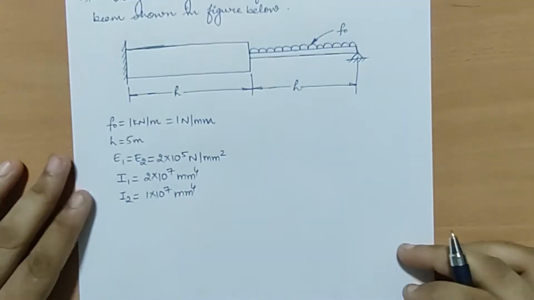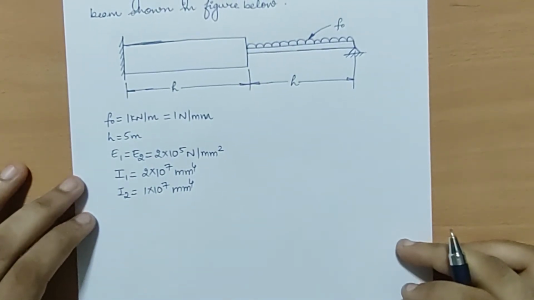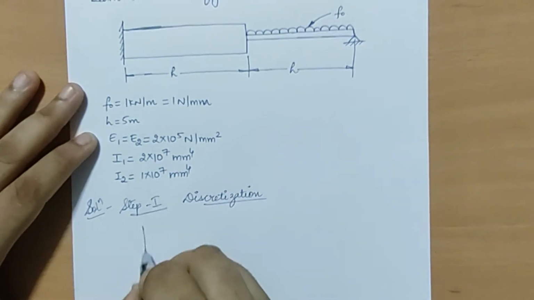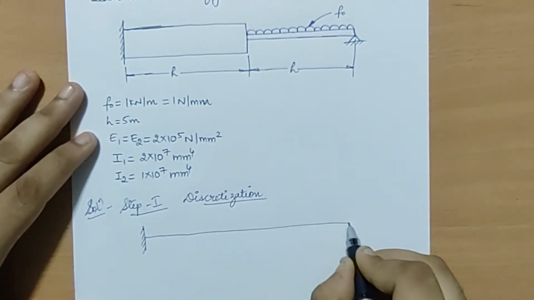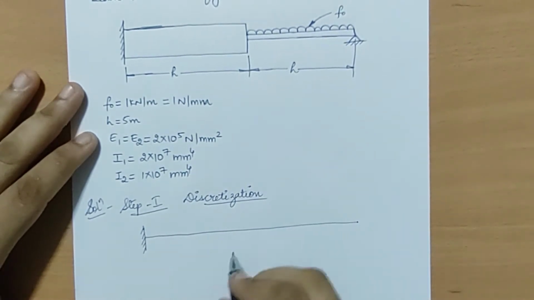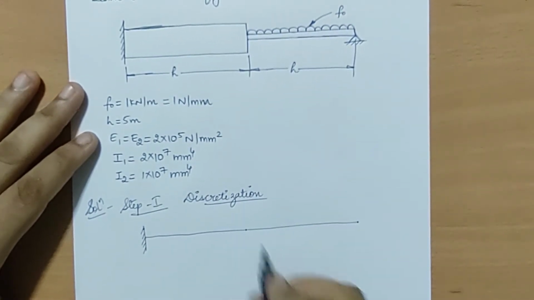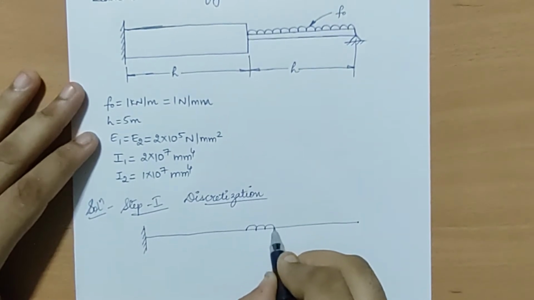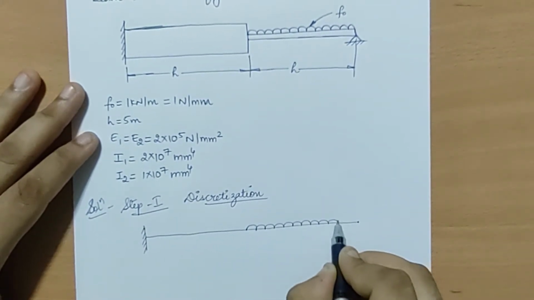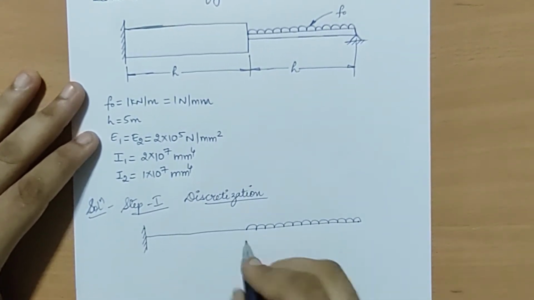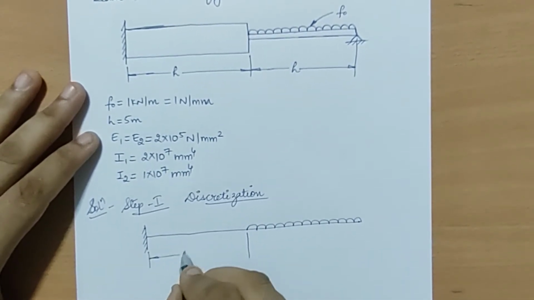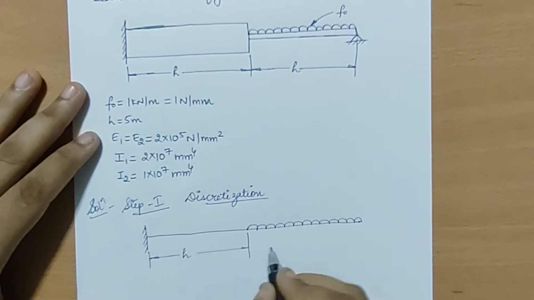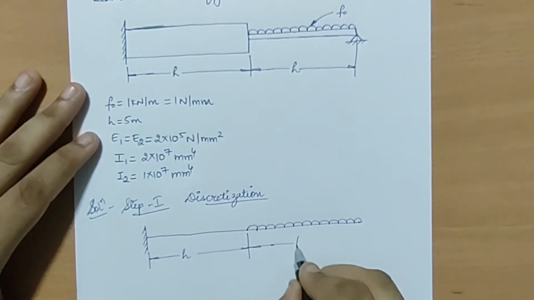Now we will start with the first step, which is discretization. I will be drawing this beam but as a line diagram. So I'll draw a straight line. Here I have UDL on the second portion of the beam. The length is H and H.